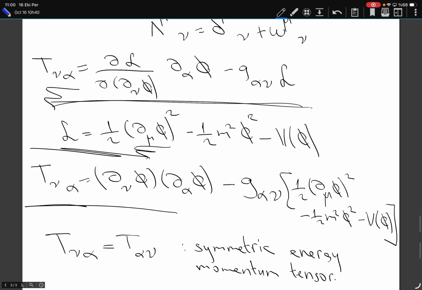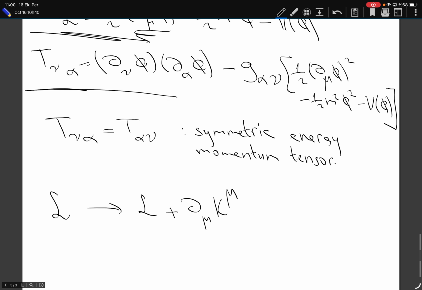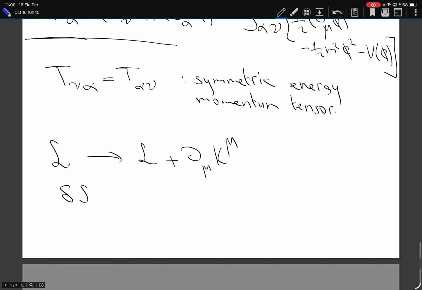Quite a number of you are already working on GR. The metric couples to the energy momentum tensor. The metric is symmetric. So the energy momentum tensor that you can derive from the derivative of the Lagrangian with respect to g mu nu will be the symmetric energy momentum tensor.